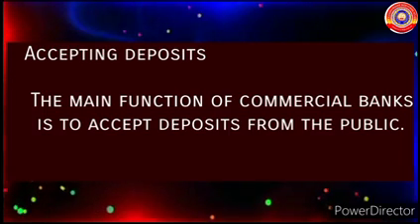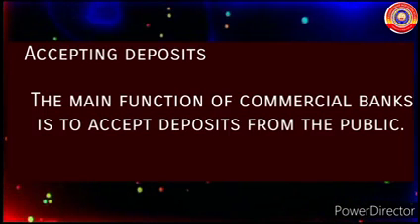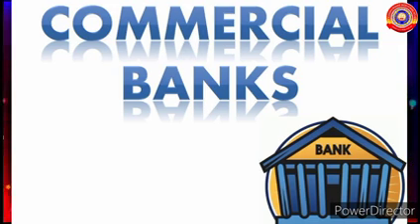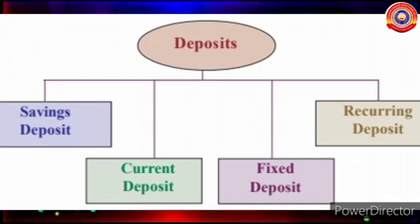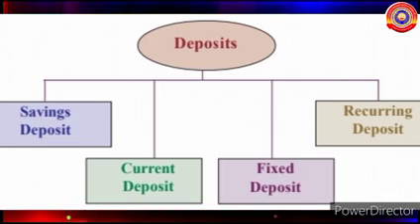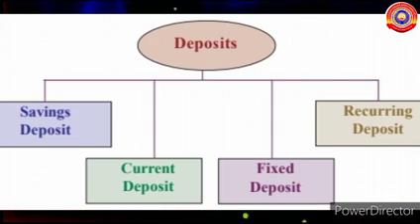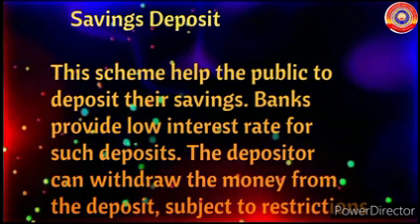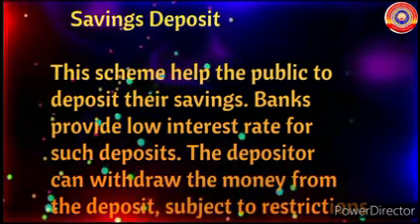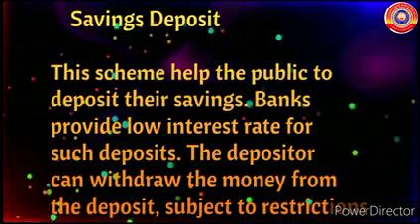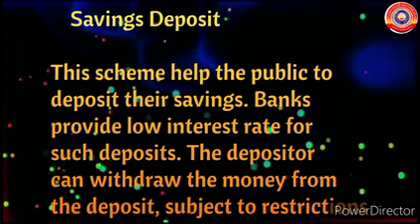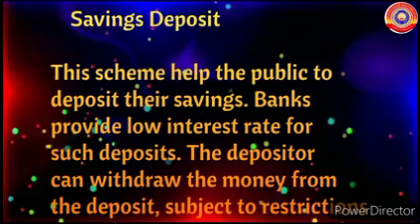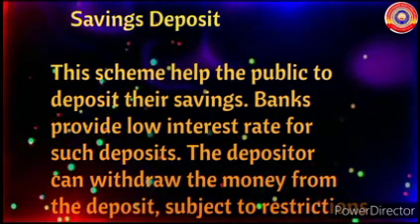First one, accepting deposits. The main function of commercial banks is to accept deposits from the public. Commercial banks accept different types of deposits like savings deposit, current deposit, fixed deposit and recurring deposits. First one, savings deposit. This scheme helps the public to deposit their savings. Banks provide low interest rate for such deposits. The depositor can withdraw the money from the deposit subject to restrictions.